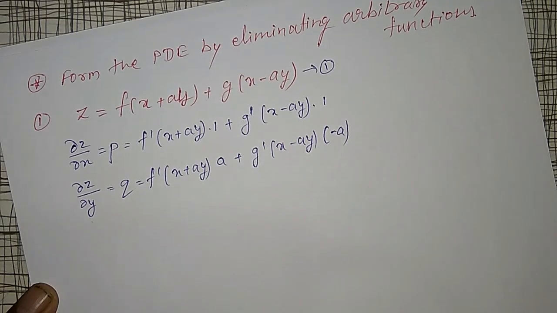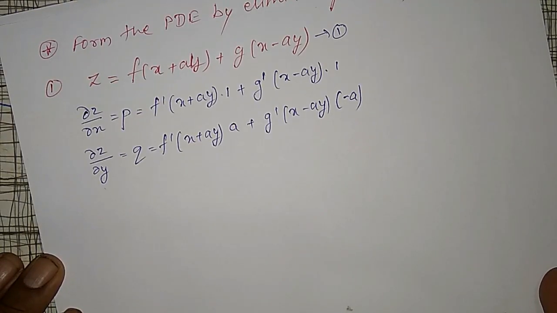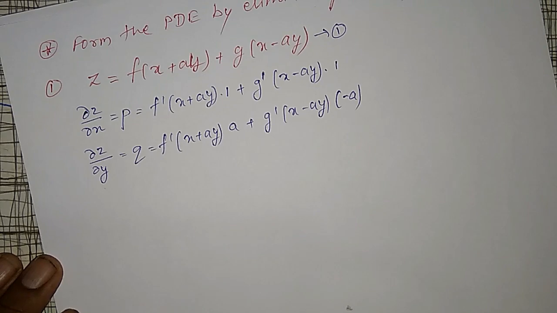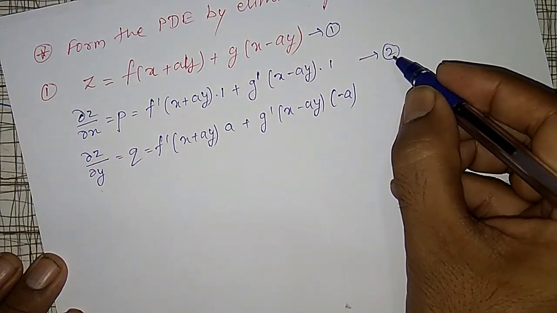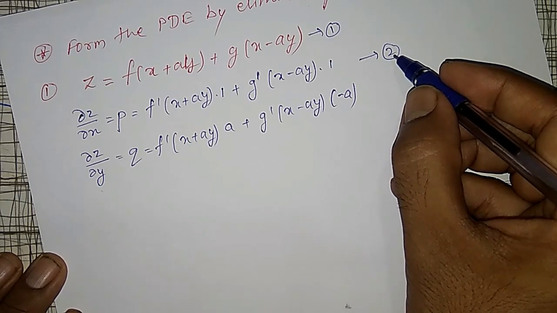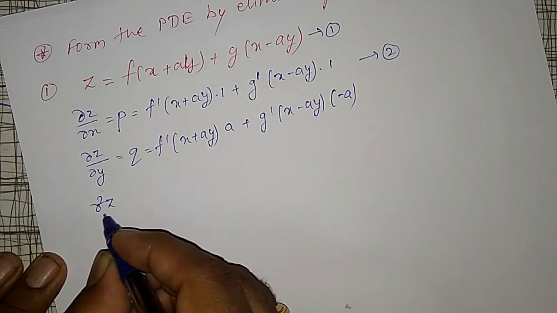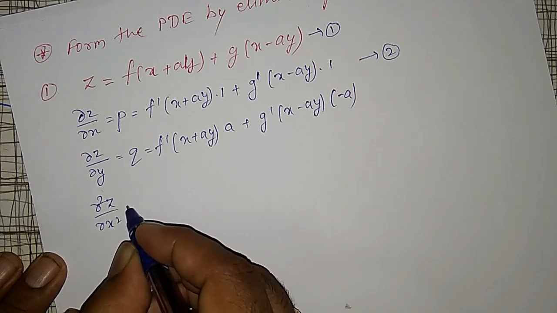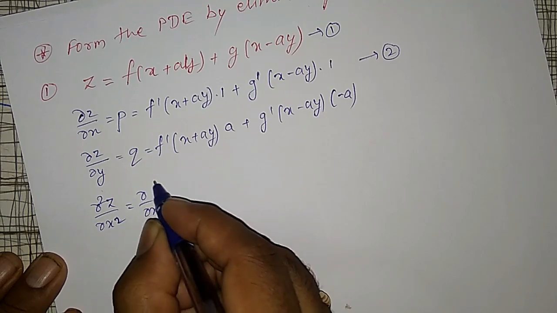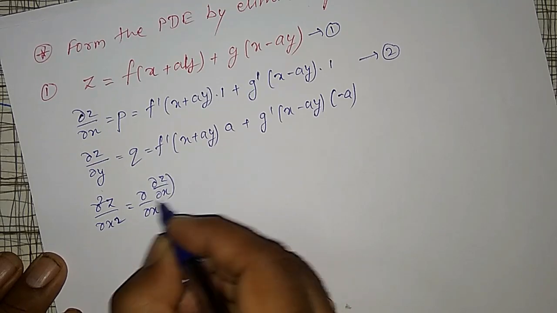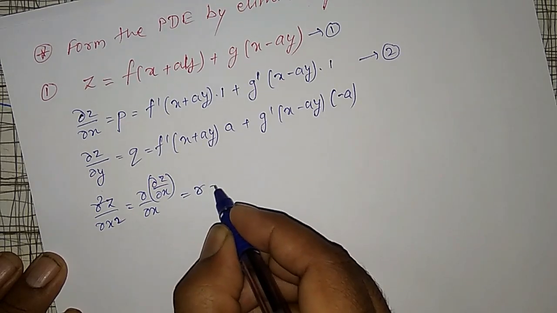From these two equations only, it is not possible to eliminate f dash and g dash. That's why we are going for the second order. Differentiating p again partially with respect to x, I am going to get dou square z by dou x square, that is nothing but dou by dou x of dou z by dou x. Meaning, dou z by dou x I am differentiating again partially with respect to x. Let me call it as r.